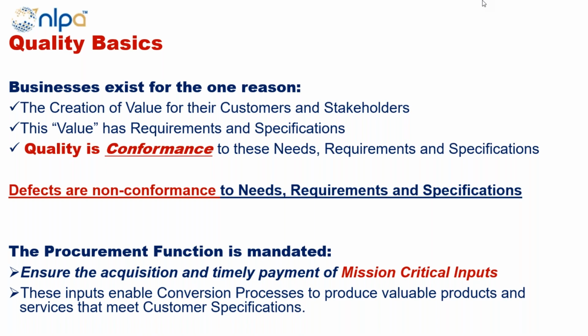So the procurement function is mandated to ensure the acquisition and timely payment of mission critical inputs. These inputs are converted, or enable our conversion processes, to produce valuable products and services that meet customer specifications. So I think this is a very basic but robust at the same time understanding of quality, of why our businesses exist, and of value and value creation.